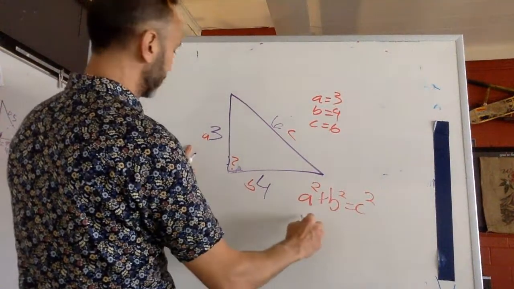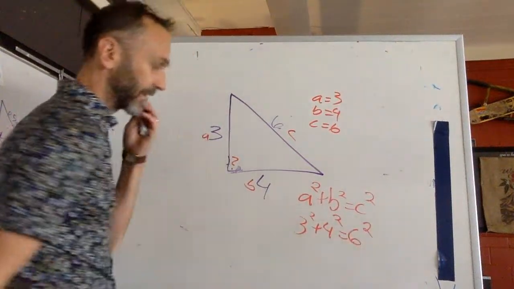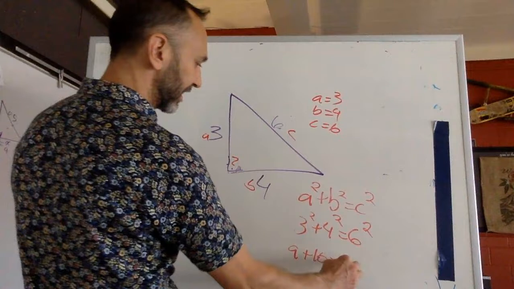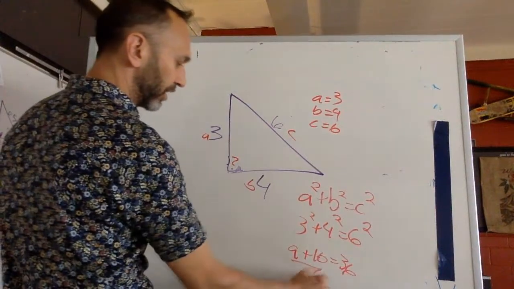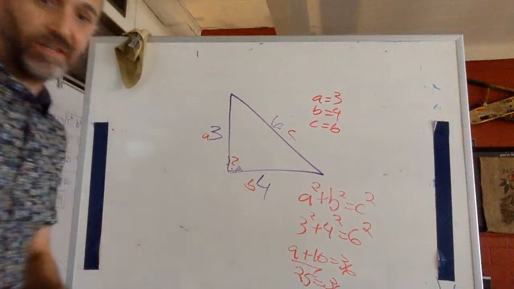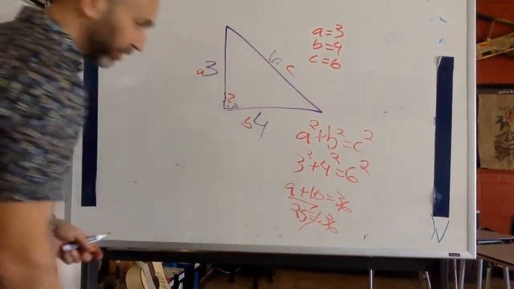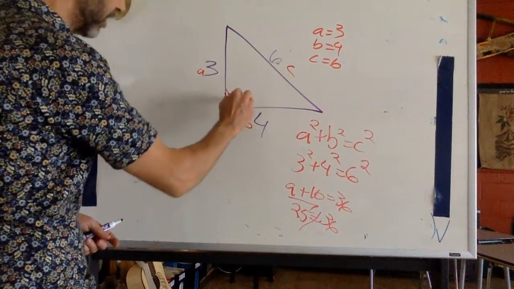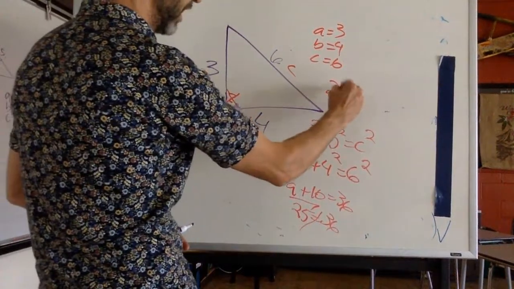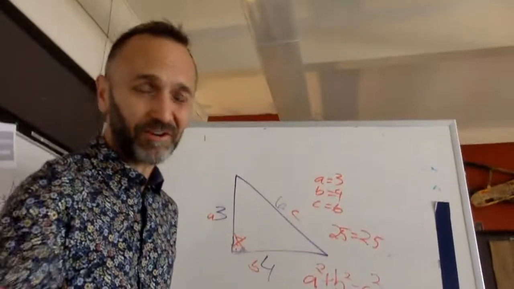So now I put in my numbers. I get 3 squared plus 4 squared equals 6 squared. Keep solving. Now I'm going to get 9 plus 16 equals 36. Well, 9 plus 16 is 25. So, as you can see here, does 25 equal 36? The answer is no, which means that this is not a right triangle. If I got 25 equals 25, then that is actually positive for the Pythagorean theorem.